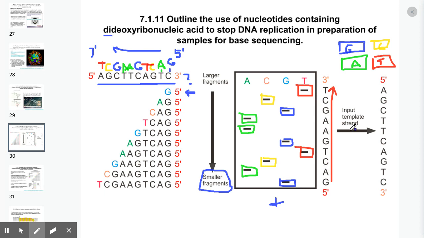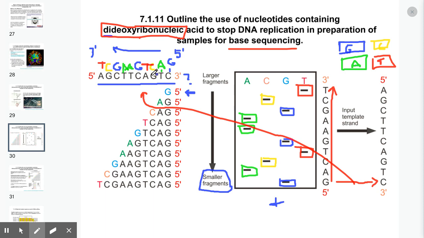And from this, once we complementary base pair them, because guanine always attaches to cytosine, then we can determine the original sequence of CTGACTTCGA. And that is how you can figure out the base pair sequence by having DNA replication stop through the use of dideoxy nucleic acid. I'm sorry, dideoxy.